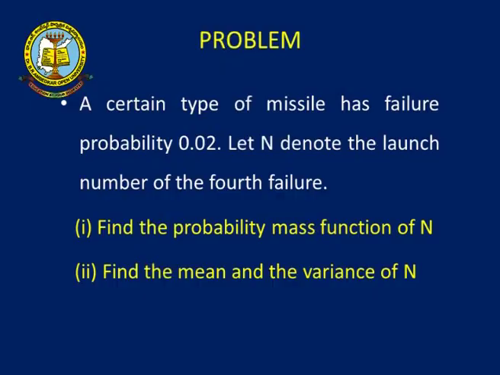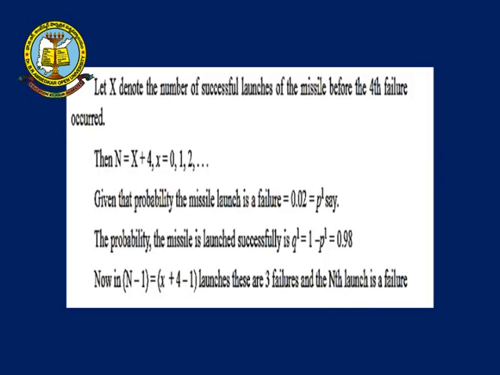Another problem: a certain type of missile has failure probability 0.02. Denote by n the launch number of the fourth failure. Find the probability mass function of n. Find the mean and the variance of n. Let x denote the number of successful launches of the missile before the fourth failure, that is n is x plus 4, where x is equal to 0, 1, 2, 3.